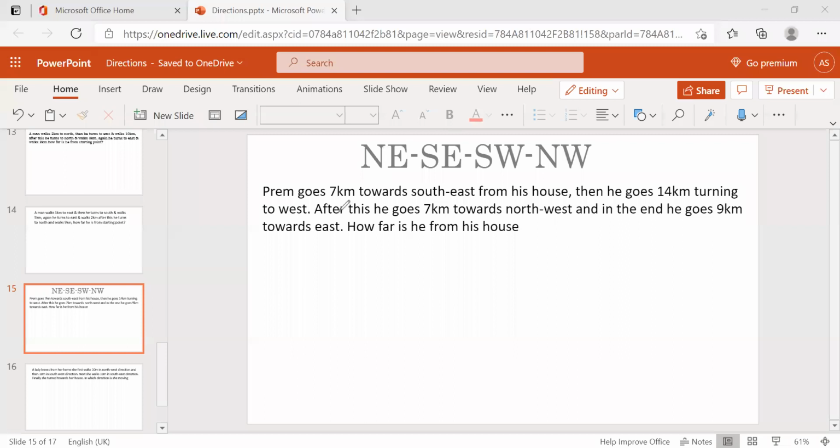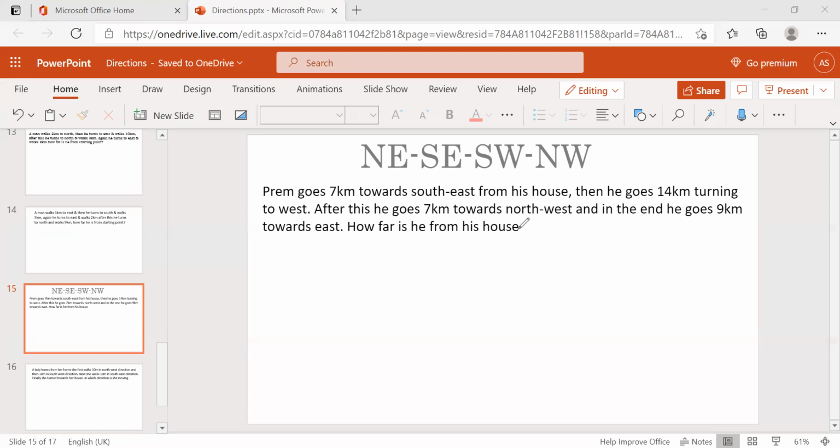After this he goes 7 kilometers towards northwest, and in the end he goes 9 kilometers towards east. How far is he from his house? They're asking how far he is from the house.